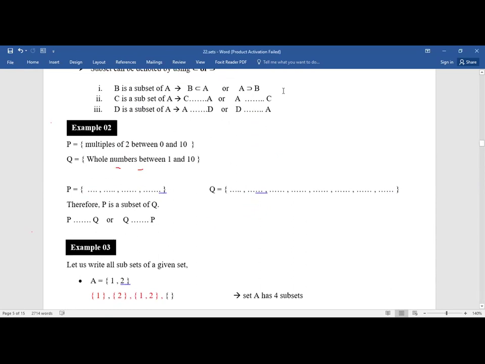Guys, I will give you 2 minutes. Please do this one. You need to complete it. Multiples of 2 between 0 and 10. Q equals all numbers between 1 and 10. Therefore, P is a subset of Q. So you have to fill the blanks using the symbol, and you have to fill the blanks of this one as well.